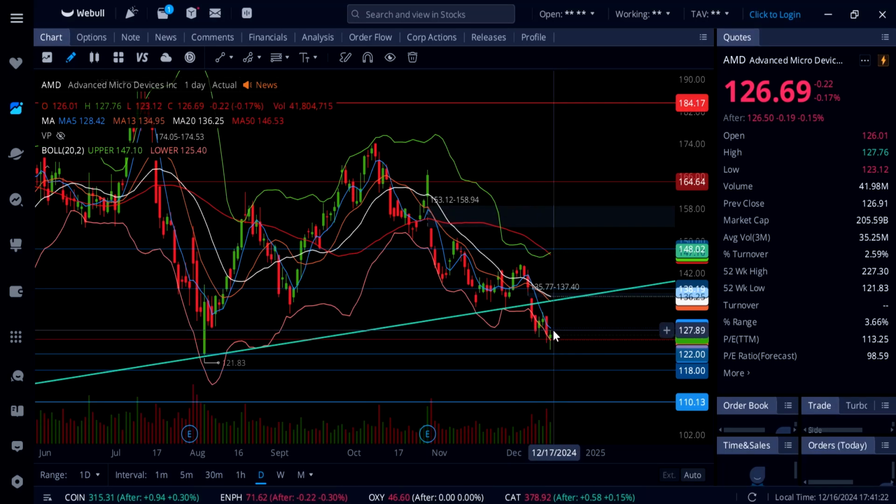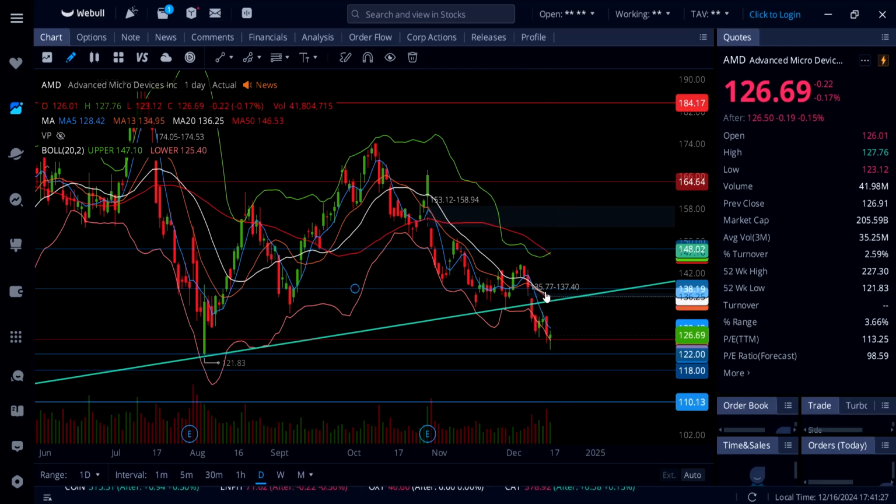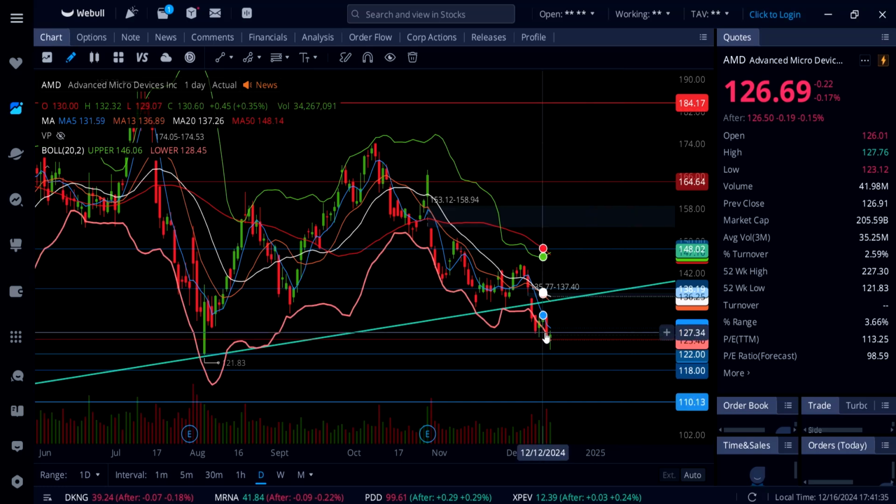128.42. If we can get over that, AMD can come up and retest possibly 130 and maybe even come up and close this gap at 137.40. But I mean, it's not looking good. This is not a pretty looking chart here on AMD.